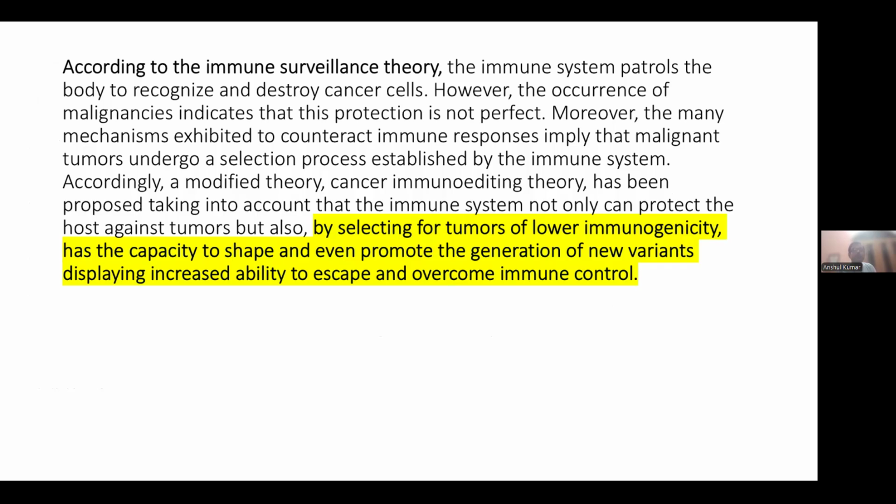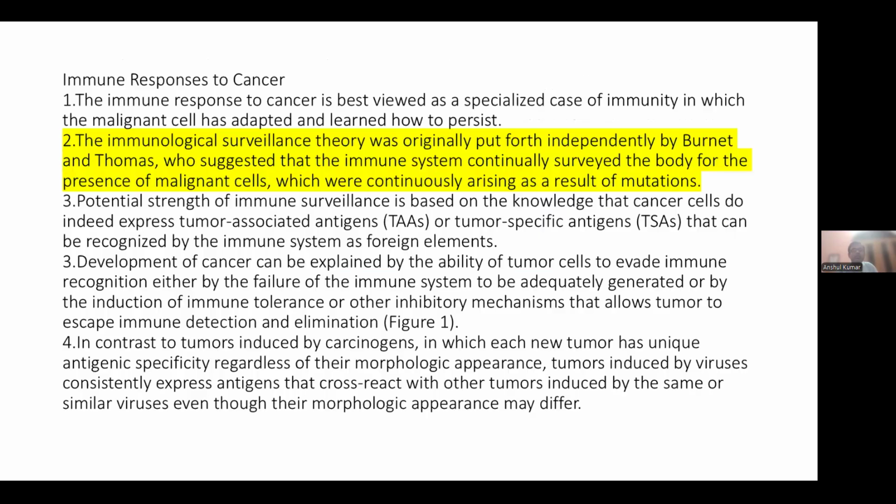Now, according to immune surveillance theory, the immune system patrols the body to recognize and destroy cancer cells. However, the occurrence of malignancies indicates that this protection is not perfect. Moreover, the many mechanisms exhibited to counteract immune response imply that malignant tumors undergo a selection process established by the immune system. Accordingly, a modified theory, cancer immunoediting theory, has been proposed, taking into account that the immune system not only can protect the host against tumors, but also, by selecting tumors of lower immunogenicity, has the capacity to shape and even promote the generation of new variants, displaying increased ability to escape and overcome immune control.